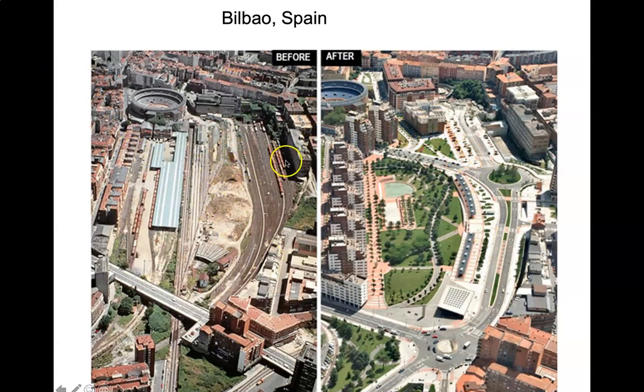You have this kind of railway yard, this disused space here that becomes, looks like a big park, and you've got roundabouts and places to park and housing and so on and so forth.